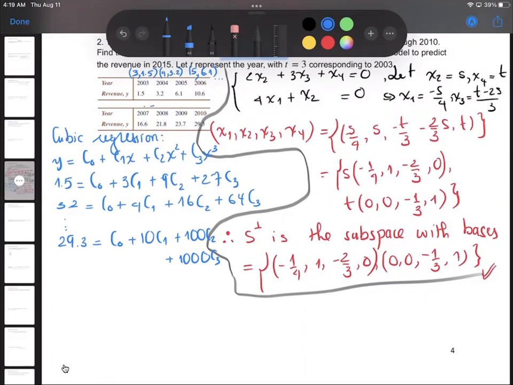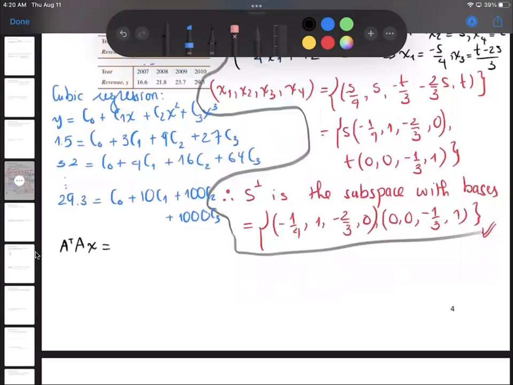It's going to give you no solution, right? So we're going to use the normal equations, which is A transpose A x equals, I forget, let me look it up, A transpose B.